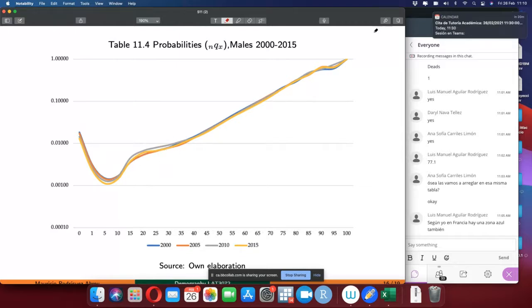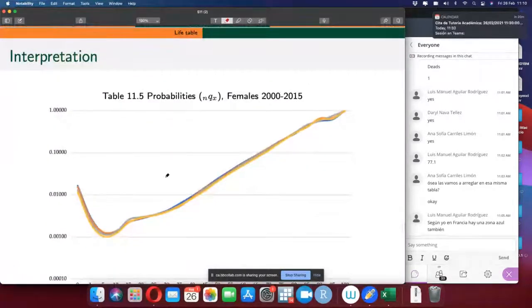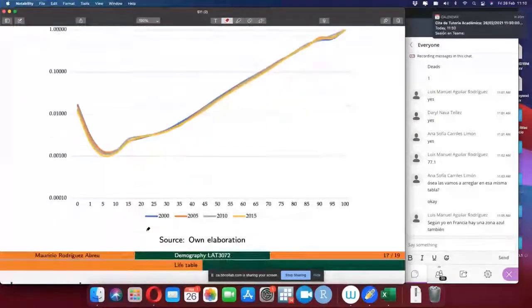and then we have this constant or linear increase. For women, we have something similar. The bump is not that significant, but we see something like that.